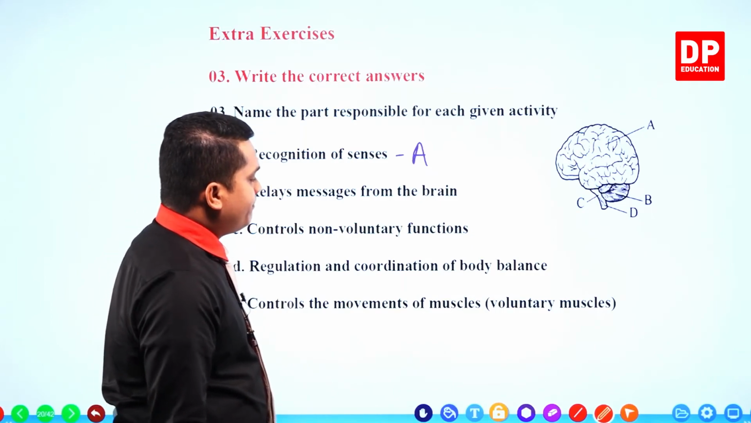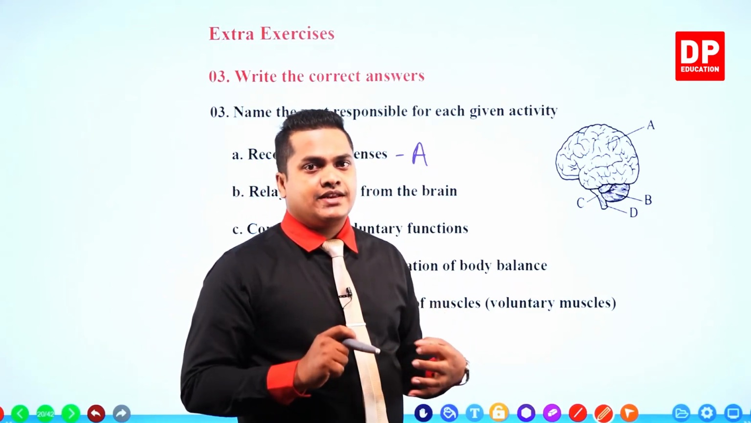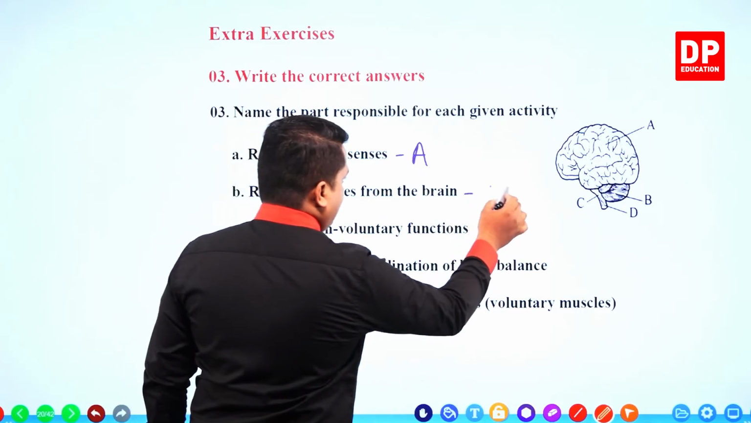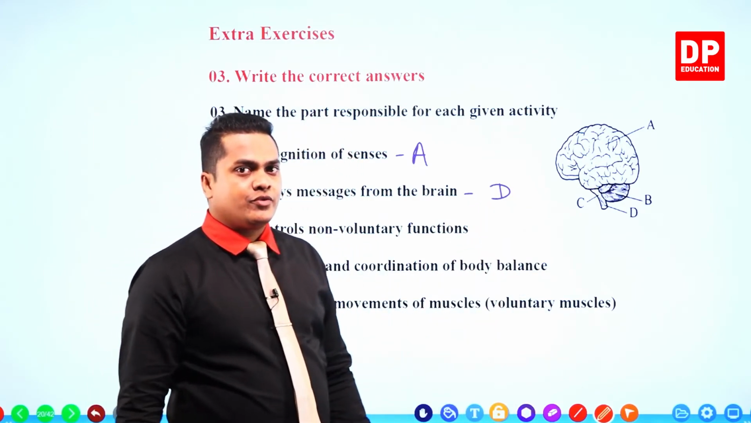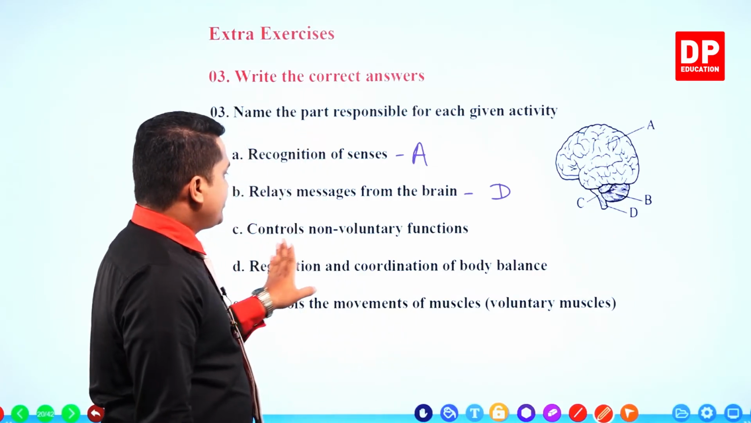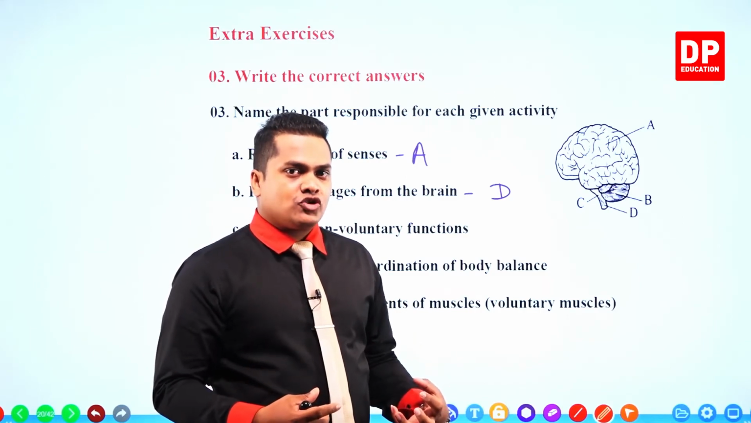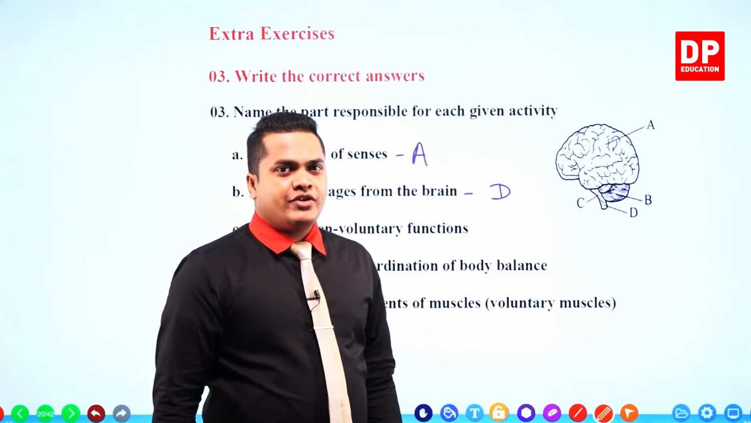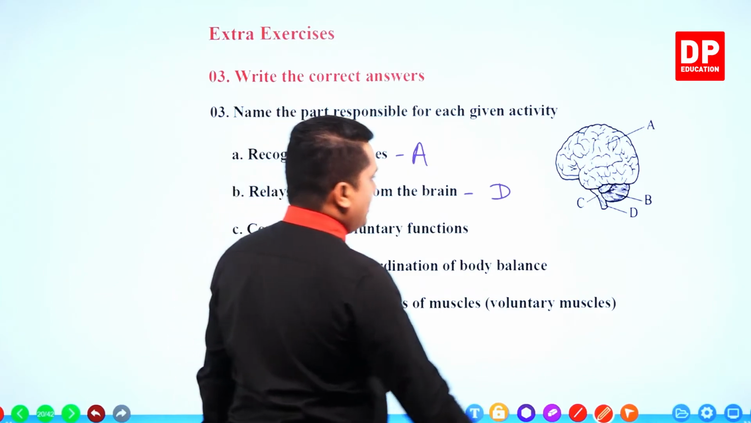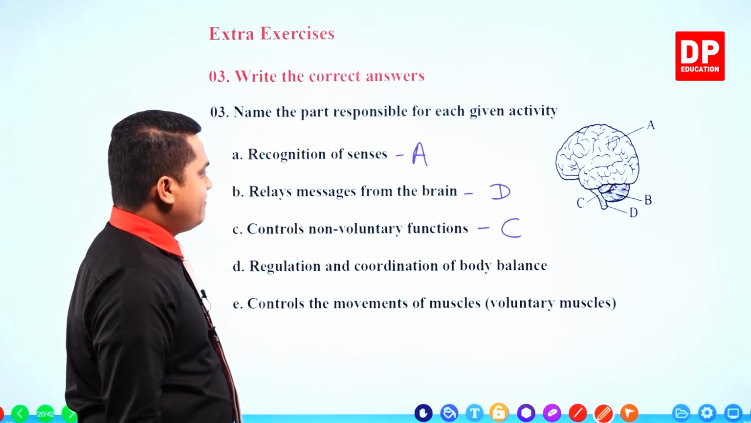Relays messages from the brain. You know that messages from the brain are carried out by the spinal cord. So D is our answer. D is the part which is going to relay messages from the brain and towards the brain. Controls non-voluntary functions. Non-voluntary and involuntary functions are the same thing, and they are controlled by the medulla. Here you can observe it under the part C. Controls non-voluntary functions, medulla.